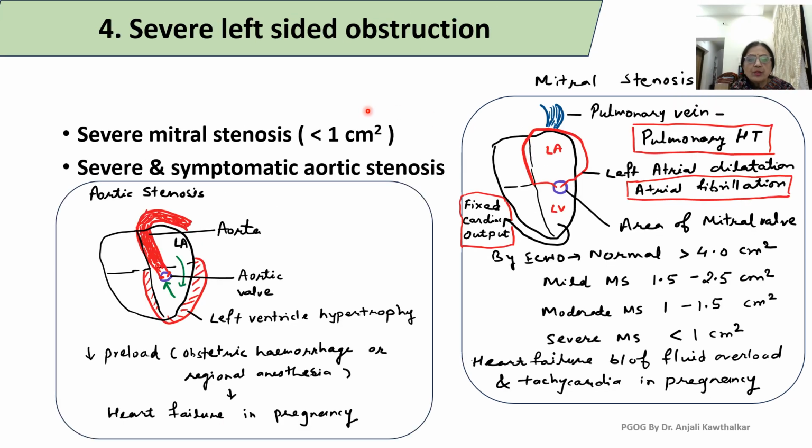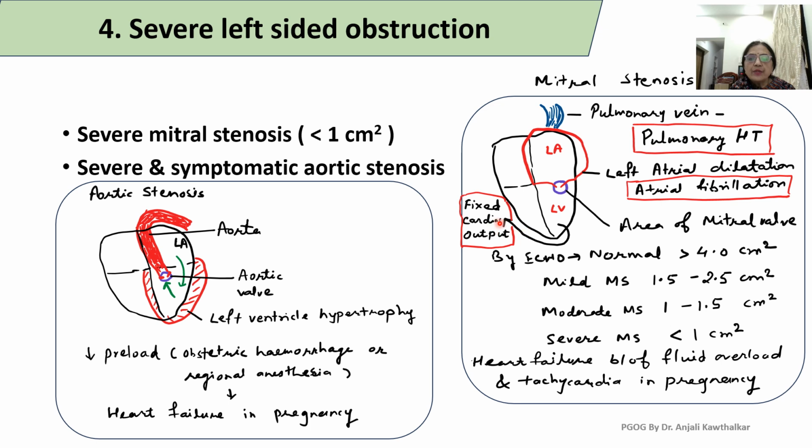The fourth contraindication for pregnancy is severe left-sided obstruction, where we have severe mitral stenosis, where the area is less than 1 square centimeter, and second is aortic stenosis, which is severe as well as symptomatic. What is happening with mitral stenosis is that the blood is not flowing freely from the left atrium to the left ventricle, which leads to left atrial dilatation. With left atrial dilatation, atrial fibrillation can occur, and that will lead to worsening of the patient. Pulmonary vascular bed resistance will also increase, leading to pulmonary hypertension as a serious complication.